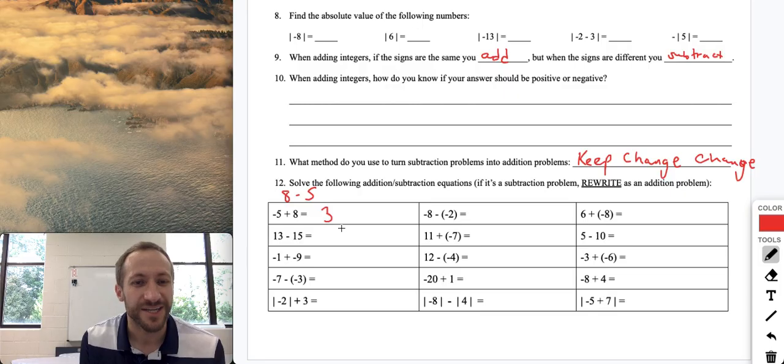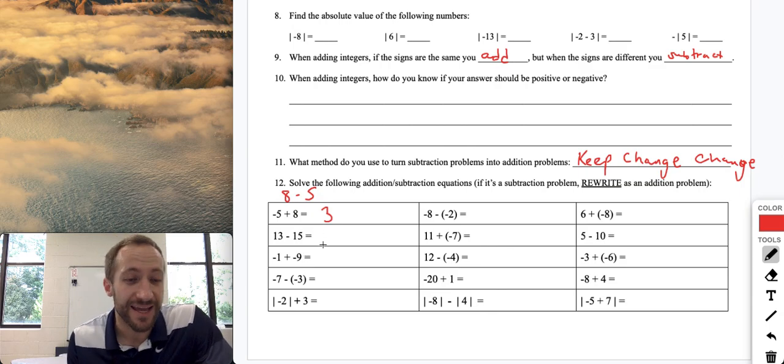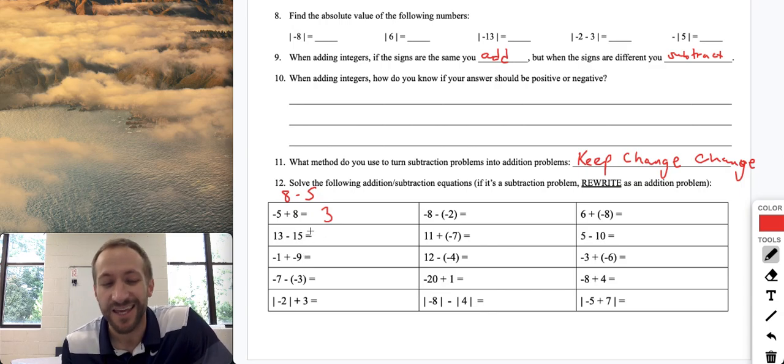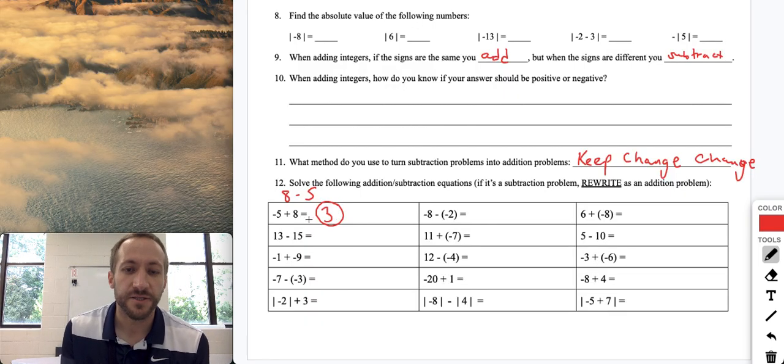Now I have to think, is my answer going to be positive or negative? So this goes back to this question up here on number 10. Whenever I'm adding integers, if the signs are different, I keep the sign of the bigger number. The bigger number here is the positive one, 8. So I'm going to keep a positive 3. It's kind of like if you had a bank balance of negative 5. You put $8 in your bank account, you're going to be at $3, positive 3. So money is always a good way to think about these things because we all kind of have an understanding of that. Let's look at the next one.